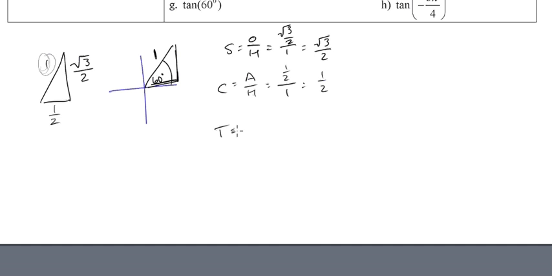So there we go. Now continuing on, this time we're going to take our tangent. That is going to be opposite over adjacent. Now what is the opposite side here? The opposite side is root 3 over 2, divided by the adjacent, which is 1/2. We don't typically divide by fractions. Instead, we're going to multiply by a reciprocal. So 2 divided by 2 is 1, and we're left with the square root of 3. And now we can see why that would be. So root 3 is our answer.